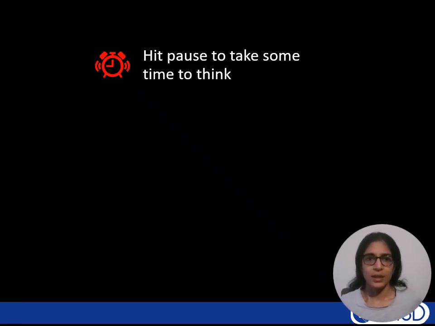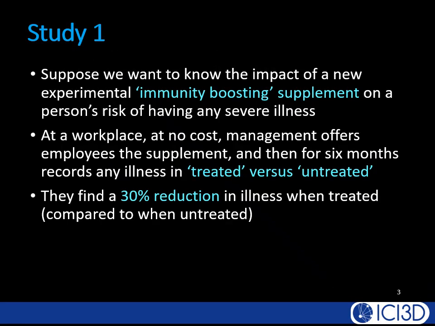Now, before even getting into the outline of this lecture, I'd like to present 2 example studies that we are going to be using. Starting with the first study, suppose a new supplement is being advertised, and we want to know the impact of this new experimental immunity-boosting supplement on a person's risk of having any severe illness. Companies are excited about this new drug because it could reduce the work time lost by employees taking sick leave.